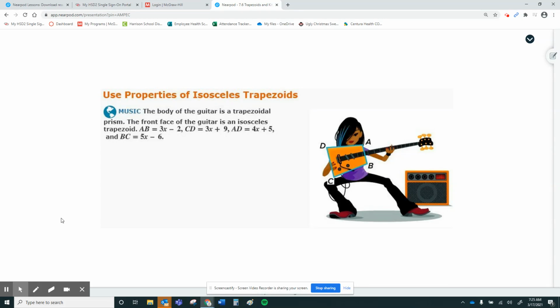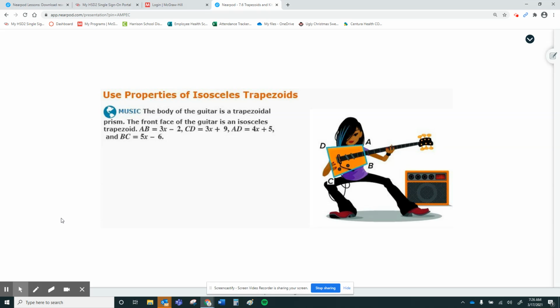All right, so here are some examples of how to do the problems that we learned about in the trapezoid and kite video. So let's talk about isosceles trapezoids again. Again, that's when two sides of the trapezoid are the same. The body of the guitar is a trapezoidal prism. The front face of the guitar is an isosceles trapezoid.